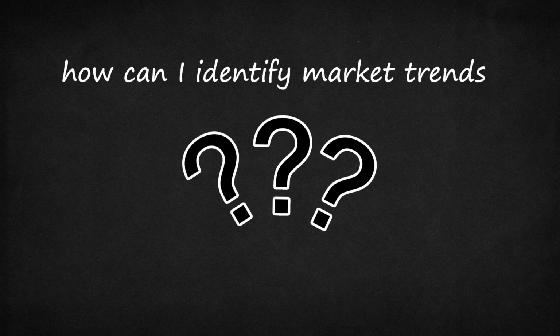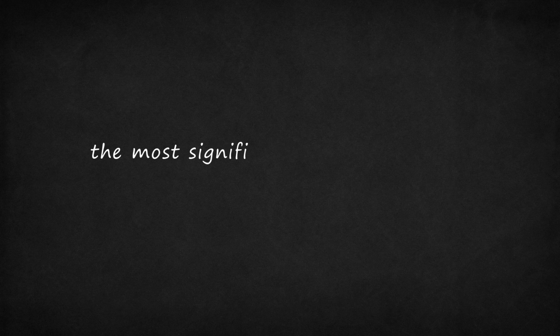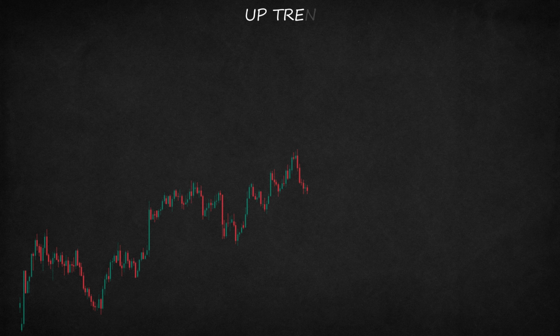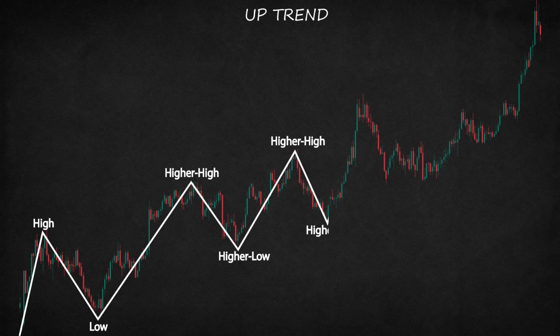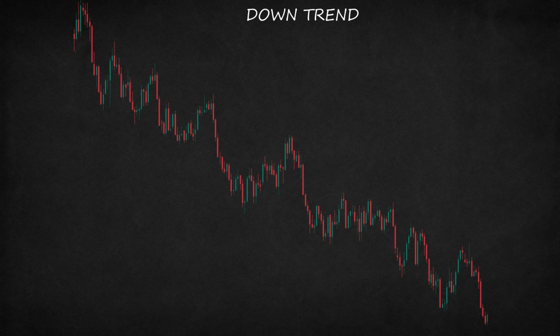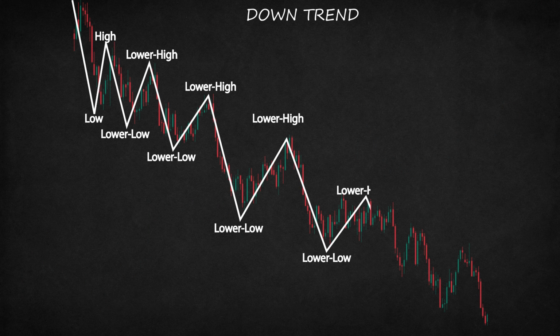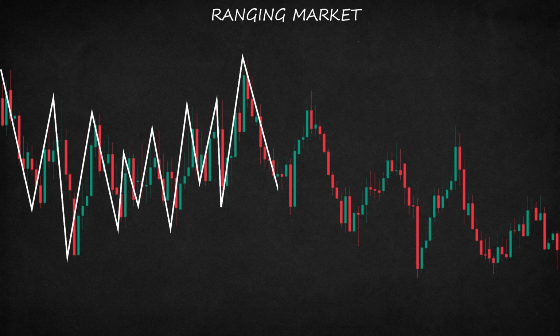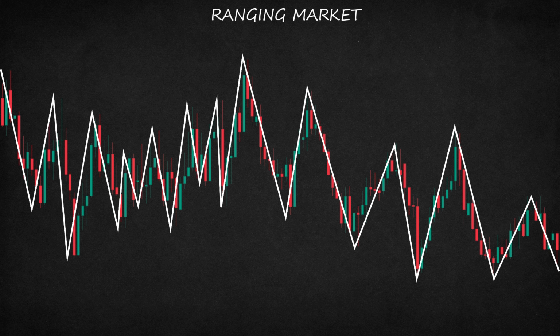But how can I identify market trends? The most significant way is by looking at the highs and lows created by the price. An uptrend is recognized as a series of higher highs and higher lows, while a downtrend is recognized as a series of lower highs and lower lows. A ranging market is a market that moves within a specific range, without showing any clear direction or trend.